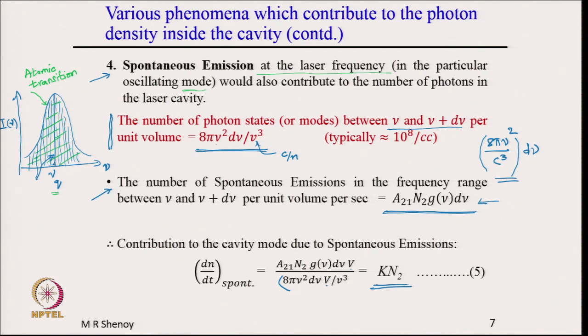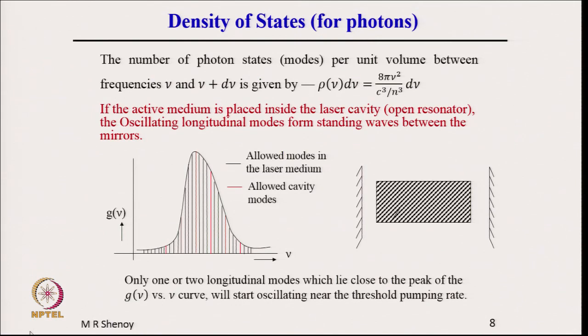N2 comes out and the remaining all of it is nothing but K. This A21 is 1 by TSP, so it will come down, and therefore, you will see this we call as K. This point about the density of states, the number of photon states and the longitudinal mode, oscillating mode, I will just discuss again in this slide.